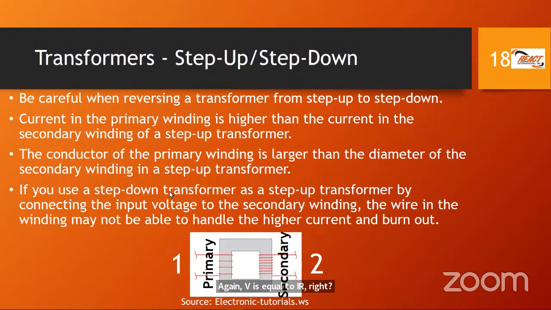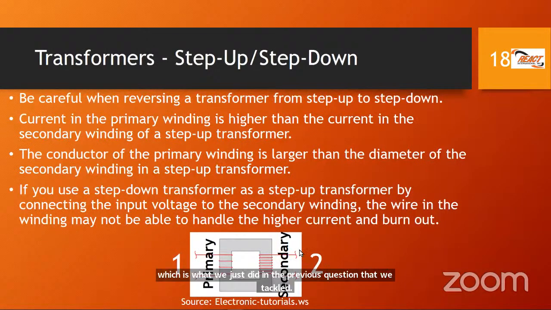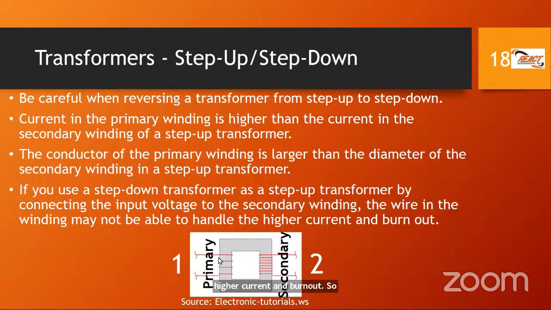Okay, and then if you use a step-down transformer as a step-up transformer by connecting the input voltage to the secondary winding, which is what we just did in the previous question that we tackled, the wire on the winding may not be able to handle the higher current and burn out. So if, for example, we apply the voltage here, and it's going to reduce the voltage on the primary side, well, as an output, what is going to happen? Because the voltage is reduced, the current is going to be higher. And that's what they're telling us here. Just be careful that this winding, which is normally an input, which will be used as an output if we reverse the role, make sure that the winding here is thick enough to handle the current that is going to be the output. So let's just be careful about that, right?